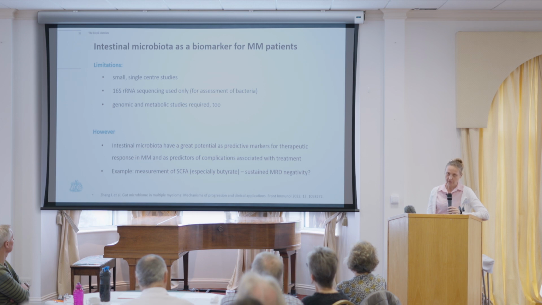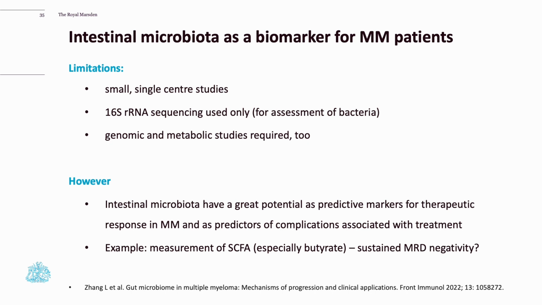We only have evidence from very small, limited, single-center studies, and we mainly use 16S RNA methods, which will be explained a little bit later on. We can't identify viruses. We are limited to bacteria at this point. However, we think that the bacteria could be used as a biomarker. And a very simple example could be that we would be able to measure the butyrate as a predictor, as a biomarker for sustained MRD negativity.